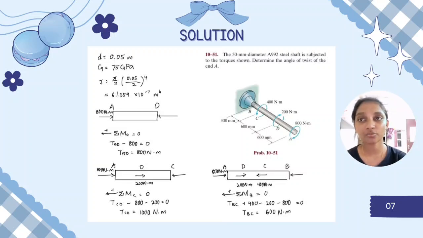Last but not least, now we have to find the torque from point C to B. The moment at point B equals 0. So TBC plus 400 minus 200 minus 800 equals 0. Why plus 400? Because at point C, the rod rotates anti-clockwise, so the arrow is on the right side. That's why TBC plus 400 minus 200 minus 800 equals 0. So lastly, TBC is 600 Newton meters.